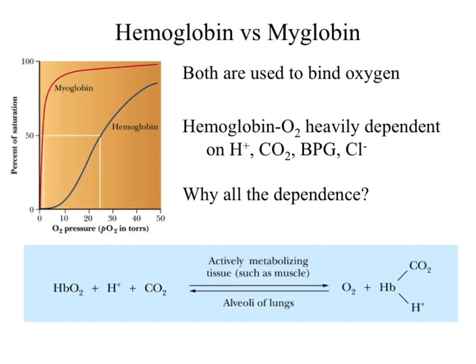So we want all of this dependence because of the role of our protein. What is it trying to do? Hemoglobin is trying to transport oxygen from one location to another. Myoglobin's role is simply to hold it. Okay? So that in times of dire need, it can then release the oxygen. We don't really want to have that as a store or as a transport mechanism.